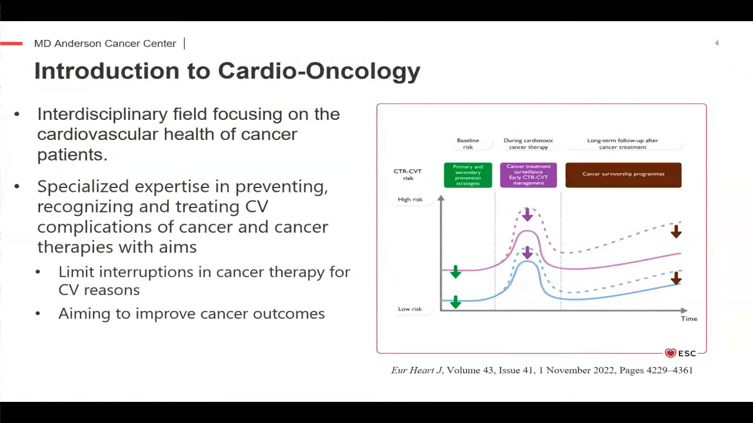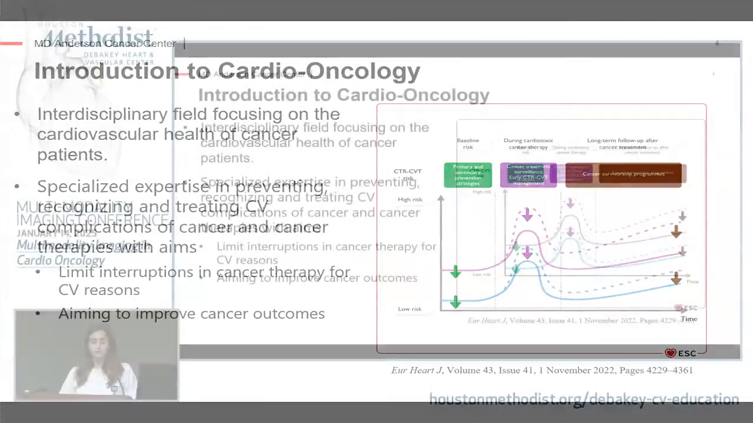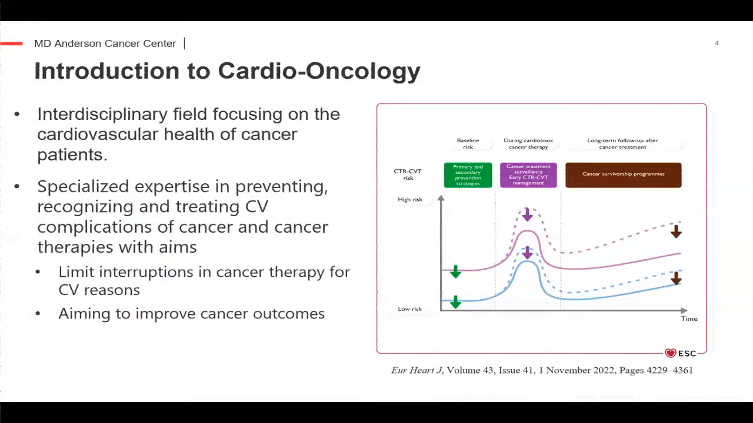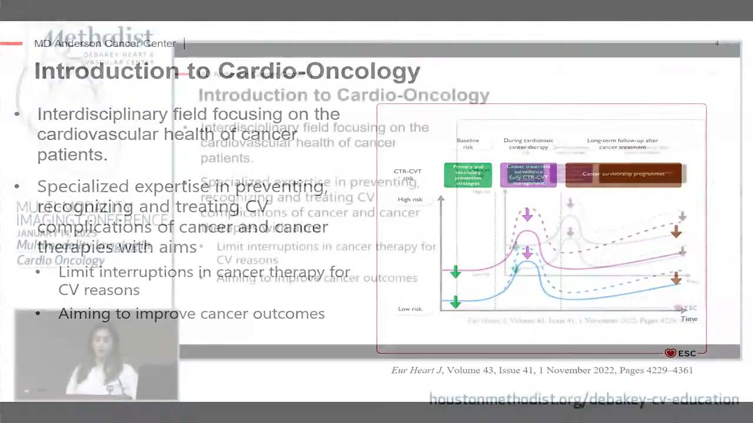So in the field of cardio-oncology, this is a new field. It's a very important field to recognize as cancer is growing at a tremendous rate. It's an interdisciplinary field that focuses on the cardiovascular health of cancer patients, and it requires special expertise in preventing, recognizing CV complications related to cancer or the therapies that are being used for it.